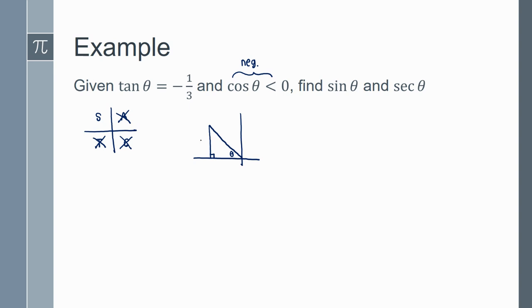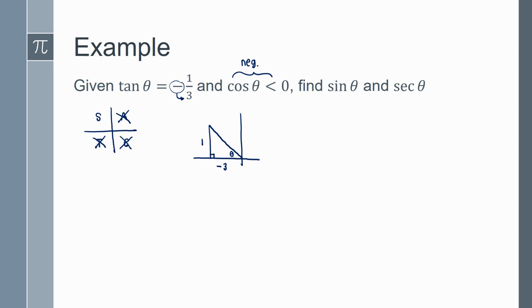So the side opposite is going to be 1, and the side that's adjacent is going to be 3. Now notice that I need to figure out where this negative sign goes. Does it go with the 1 or does it go with the 3? Well, look at the movement. Think about how you move to get to the second quadrant. Well, you move to the left. Moving to the left is negative. Moving up is positive. So that's why the 3 is what has to be negative and not the 1.